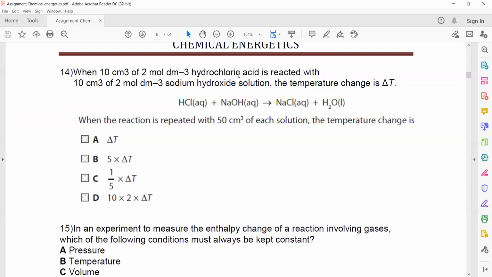In this question, when 10 cm³ of 2 mol/dm³ hydrochloric acid reacted with 10 cm³ of 2 mol/dm³ sodium hydroxide, the temperature change is ΔT. The experiment was repeated using 50 cm³ of each solution. What will be the temperature change?